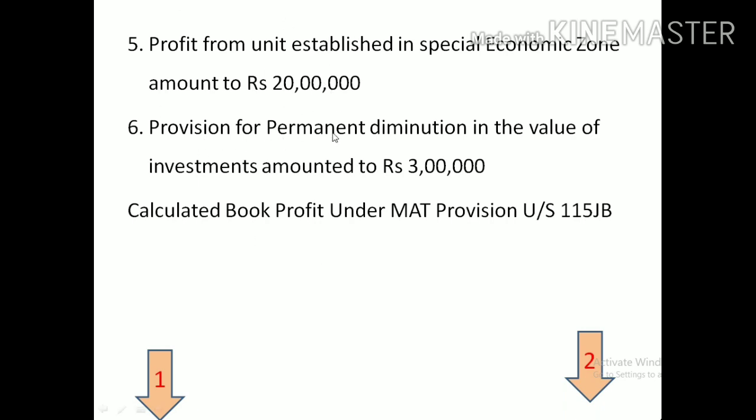Then next one, provision for permanent diminishing the value of investment, amount rupees 3 lakh. The provision, nothing but they created the provision. Definitely they debited it to the profit and loss account. For what purpose? Diminishing the value of investment. Nothing but the company created some amount, kept aside from the profit because of the estimation that investment value will be reduced in the future. For avoiding that risk, they created what? Provision. Okay, so it is an addable, statutory addable item, so it should be added back.